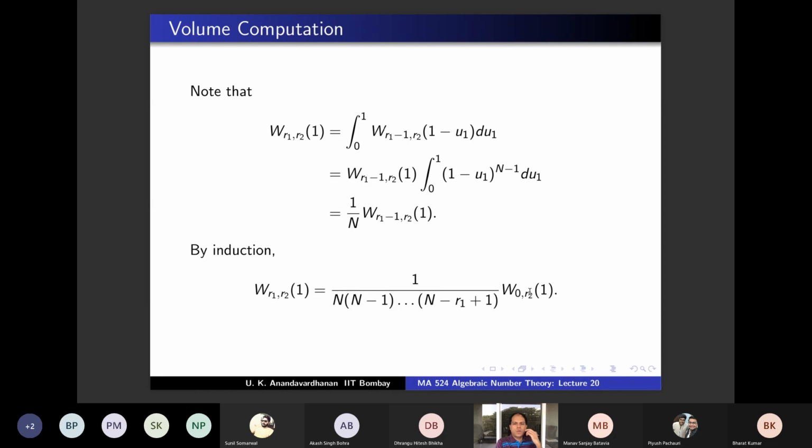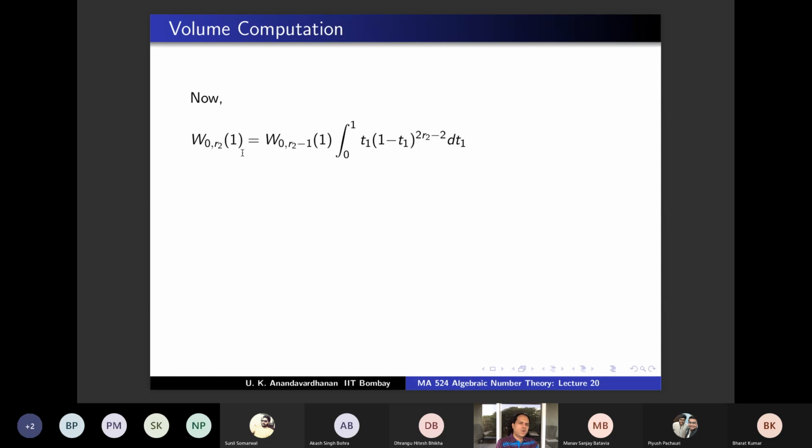So you got this. Now we have to compute W 0 r2 at 1. Same trick. W 0 r2 at 1 is W 0 r2 minus 1 at 1. The integral will be t1 times 1 minus t1 power this, because now there is a variable u also. It is r dr d theta, and that r is coming. Therefore, there is a slight change here. It is exactly this, and this you can integrate and see. You will get 1 by 2r2 times 2r2 minus 1 times this. So you can apply induction. So by induction, you will get this to be 1 by 2r2 factorial.